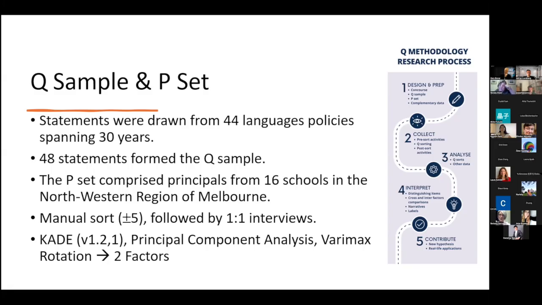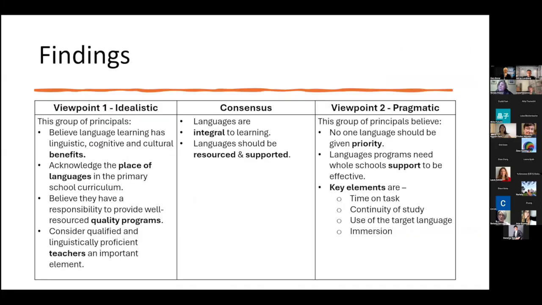The 16 principals took part in a manual Q sort with a grade ranging from +5 to -5, and they responded to several cross-sort questions. They also took part in a one-on-one interview about the language programs in their school. The sorts were collected and entered in CADE for analysis, and I kept things very simple. I used PCA and Varimax rotation, and I was able to extract 2 factors.